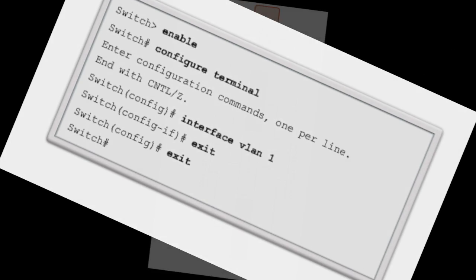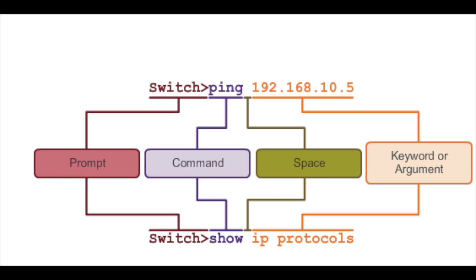The general rule for writing all our commands is the following. We first write our prompt, which can be seen as the name of the device, then the command we want to do, which can be, for example, ping or show something. Then we're going to leave a space, which is important so that the computer does not confuse what we're writing, and then we're going to write the keyword or our argument.